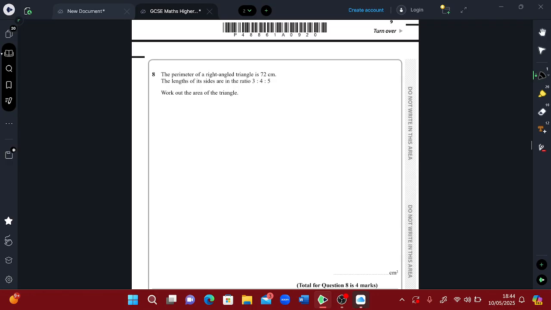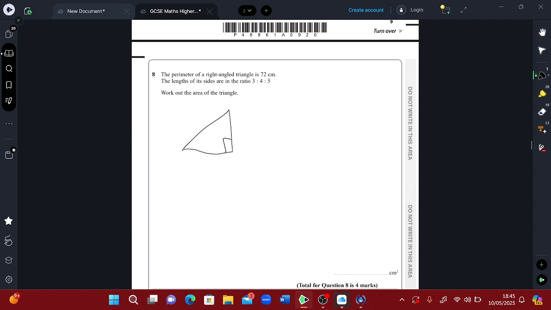Okay, question eight now. The perimeter of a right angle triangle is 72 centimeters. The length of its sides is given as a ratio. Oh, hang on. Oh, there we go. So obviously, I think it's a good idea to draw the shape of what we're looking at. So right angle, 72. So the lengths are 3, 4, 5.